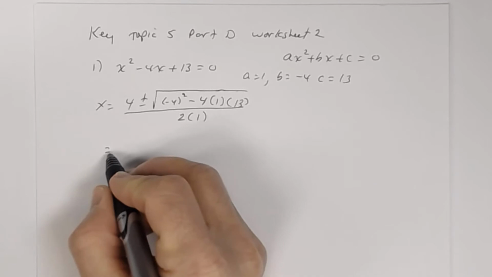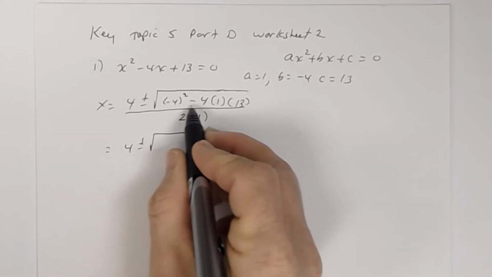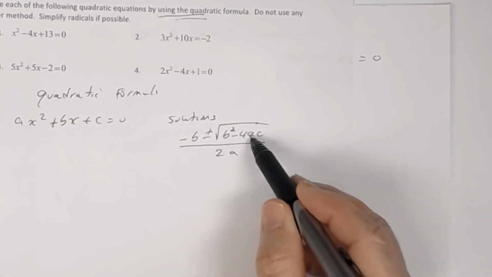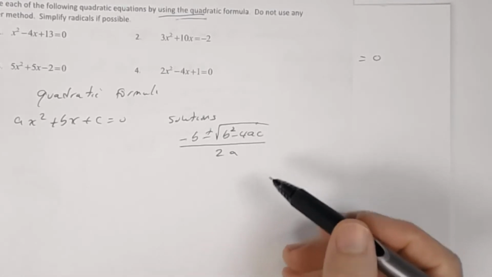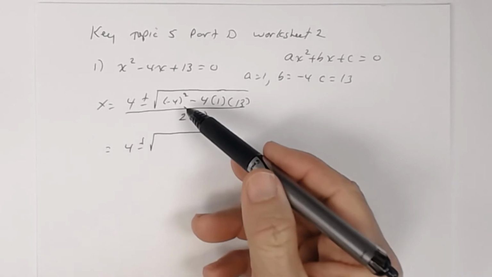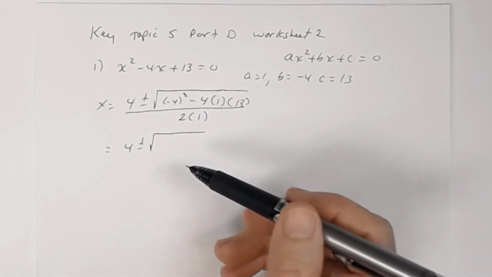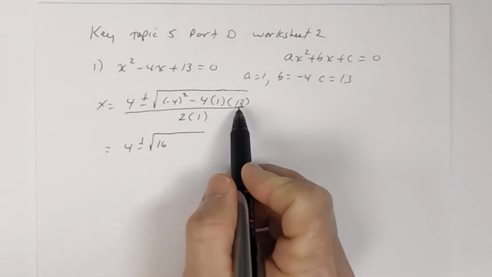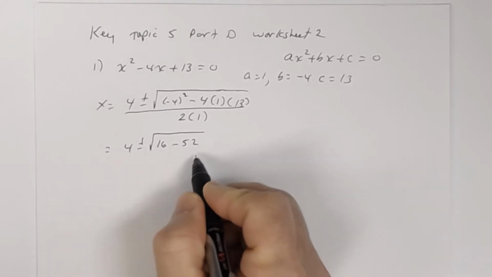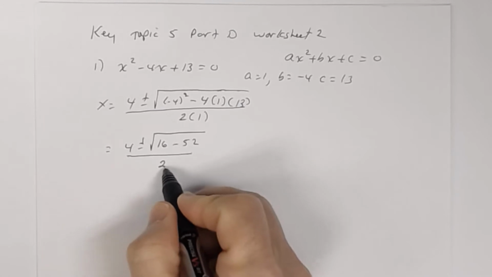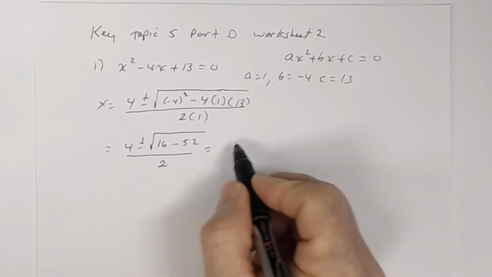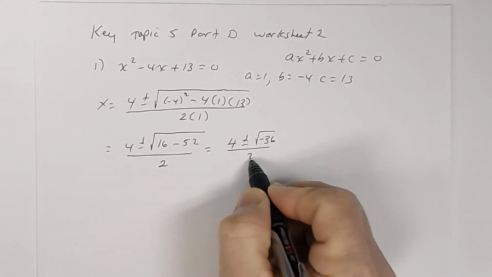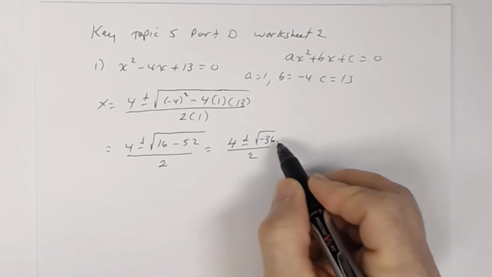Let's go ahead and simplify this further. So I get 4 plus or minus, and at this step is where you want to simplify the radicand. At some point in another lesson, you're going to learn that this radicand, b squared minus 4ac, is called a discriminant. But for this particular worksheet, it's not needed to know that. So negative 4 squared is 16. Negative 4 times 1 times 13 is negative 52. Divided by 2 times 1, which is 2. Simplifying 16 minus 52, I get 4 plus or minus the square root of negative 36 divided by 2. And it is expected that you go further with this.